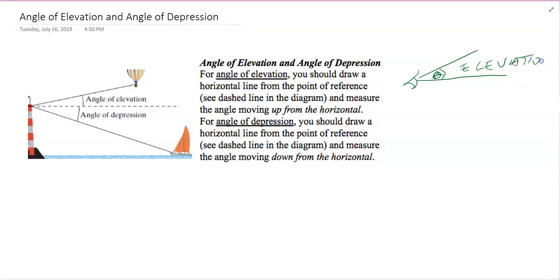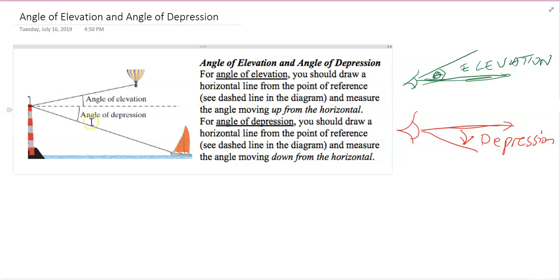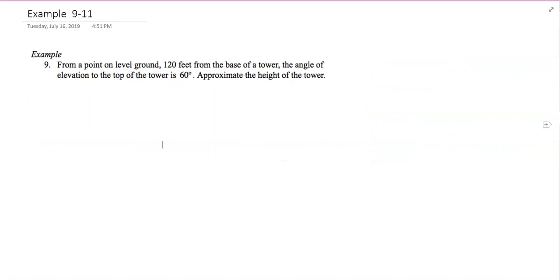Angle of depression: with depression, you're always looking downwards from a horizontal. So you start at your horizontal and then you look down. You're measuring down from a horizontal. So that's your angle of depression. As depicted by our diagram right there, looking up is angle of elevation, looking down from the horizontal is angle of depression. Let's look at a couple of examples.